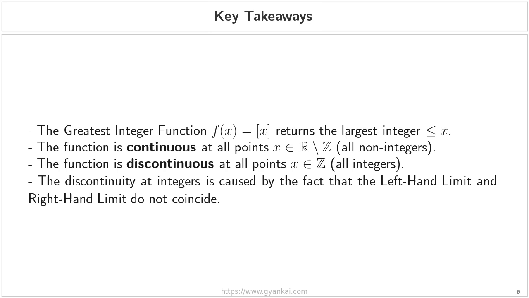Finally, it is important to remember why this happens. The discontinuity at these integer points is caused by the fact that the left-hand limit and the right-hand limit do not coincide. Because the function approaches two different values from the left and the right, the limit does not exist, and continuity is broken. With these core concepts in mind, let us move on to the final slide, where we will discuss some common mistakes to avoid when applying these rules.